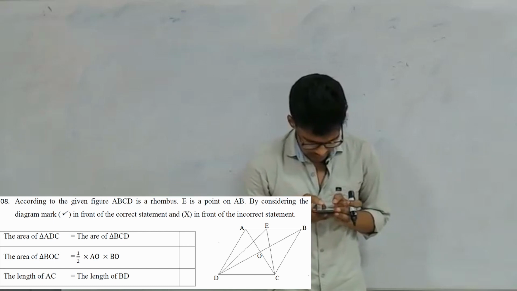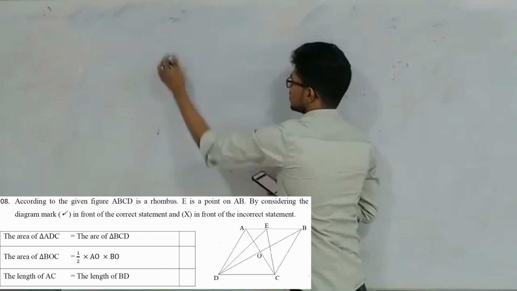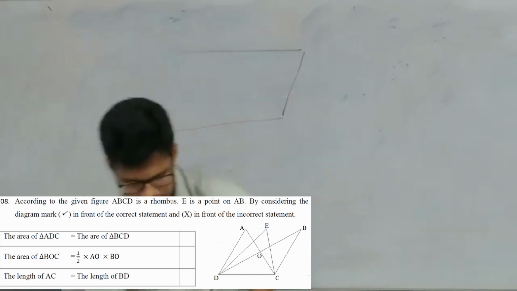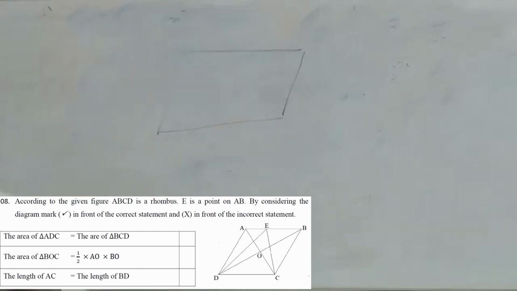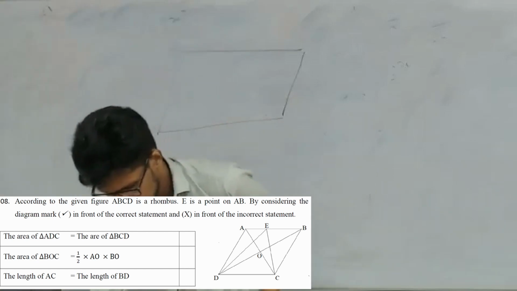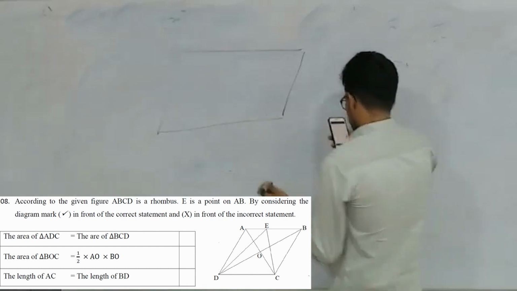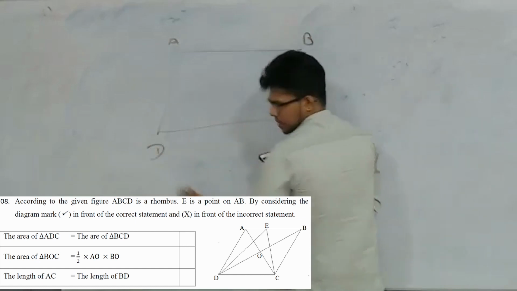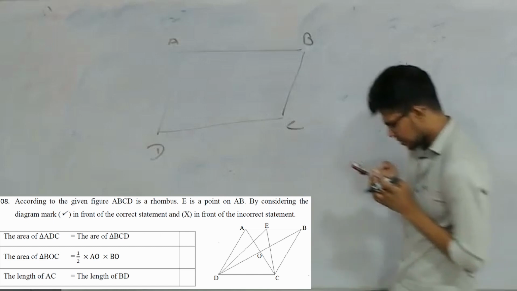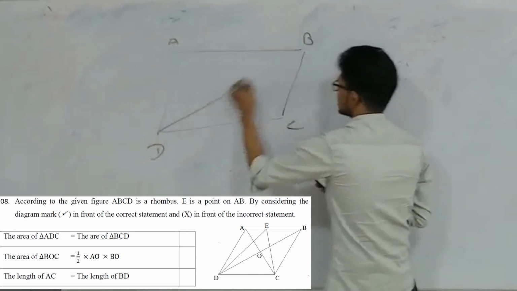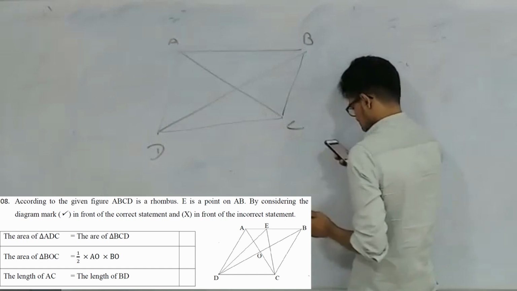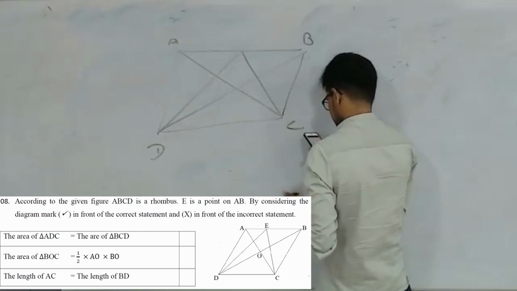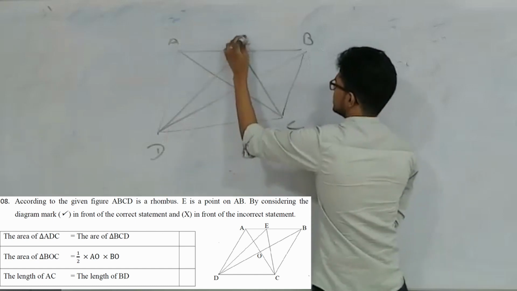Okay, now this is like you have to mark correct or wrong. According to the given figure, ABCD is a rhombus, right? We have a figure. A, B, C, D is a rhombus, and we have some triangles. 2 diagonals are there, and we have another triangle like this. And this is E, and this is O.